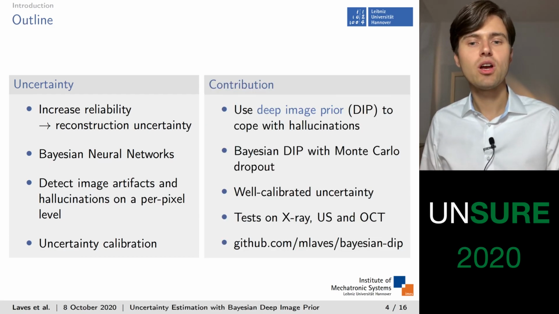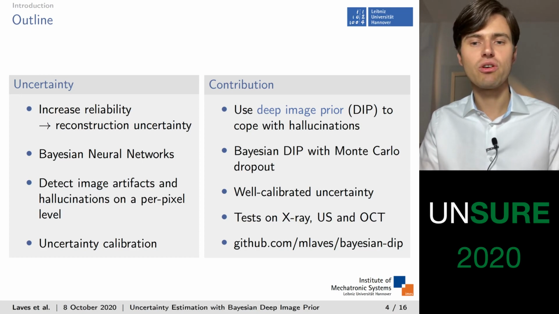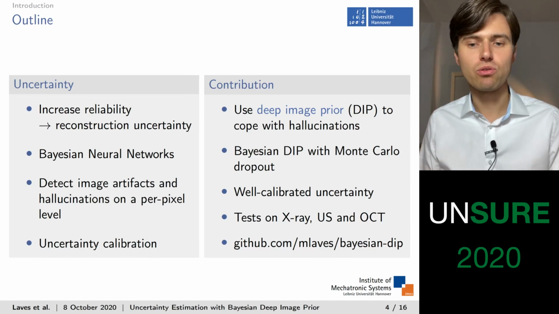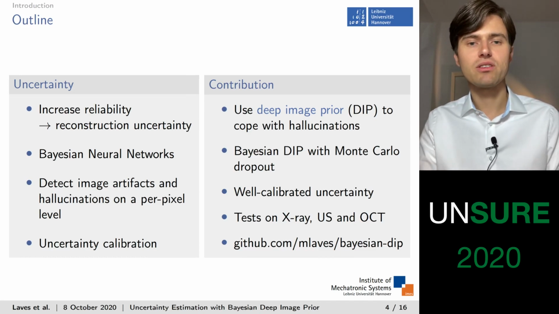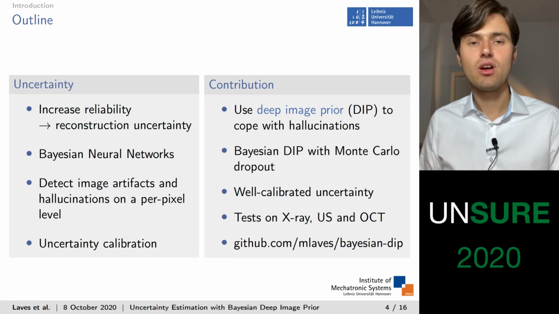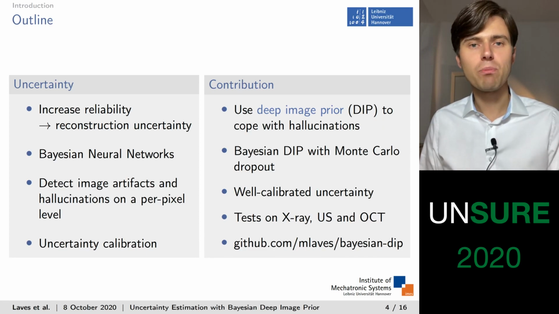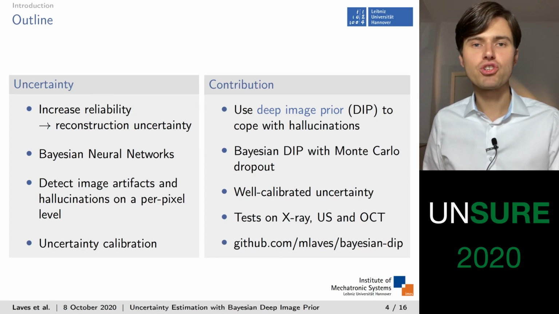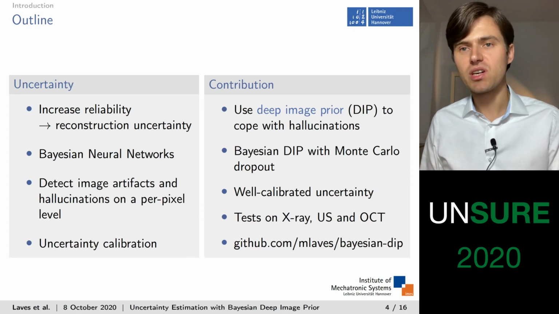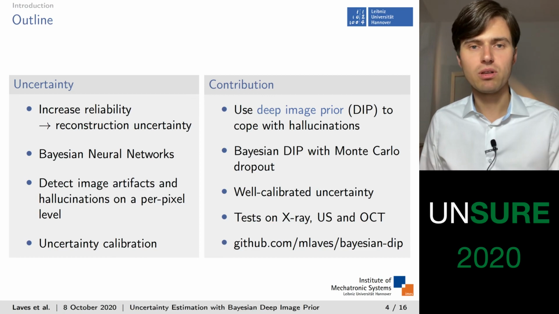And in this work, we employ deep image prior to cope with hallucinations in medical image denoising and provide a new Bayesian approach with Monte Carlo dropout that yields well-calibrated reconstruction uncertainty. We present experimental results on denoising images from X-ray, ultrasound, and OCT, and compared to previous work, our approach leads to better uncertainty estimates and is less prone to overfitting of the noisy image. And besides, our code is publicly available on GitHub.